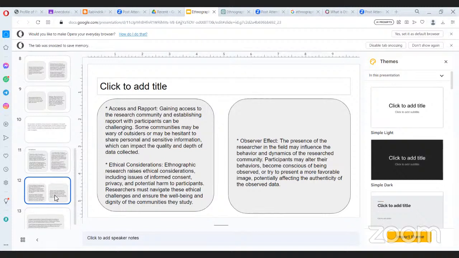For that reason, immersion or participant observation is usually suggested for ethnographic research, so that you can build up the trust within the community.